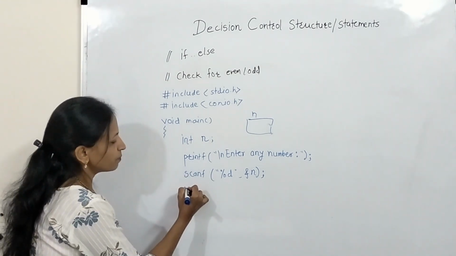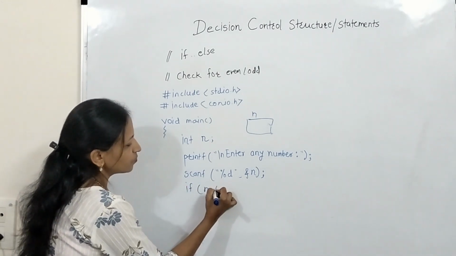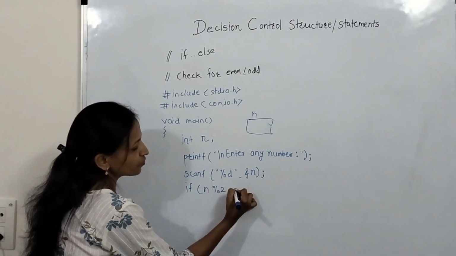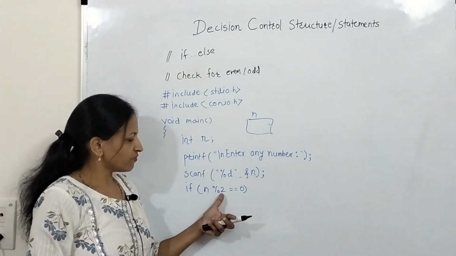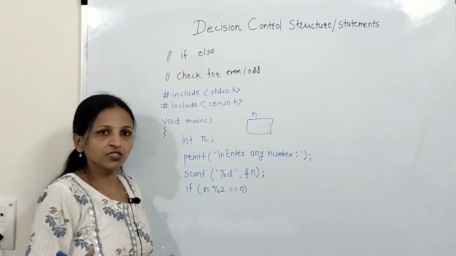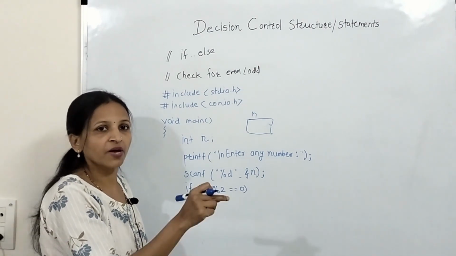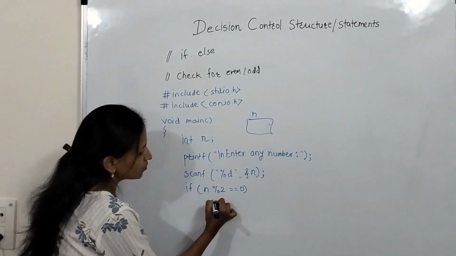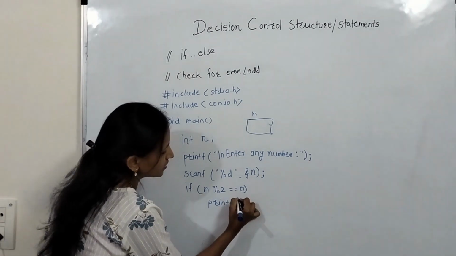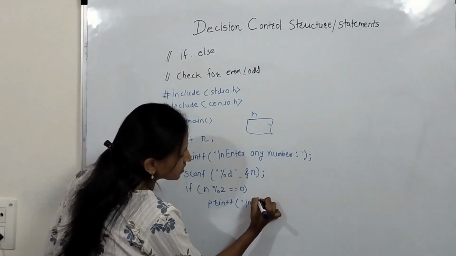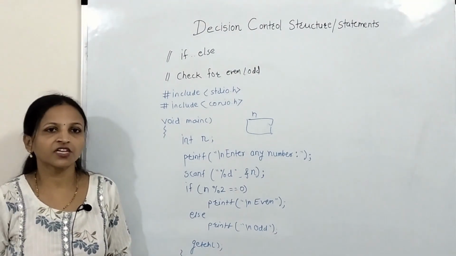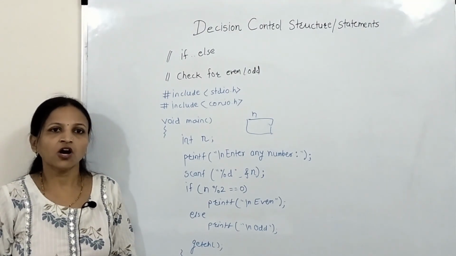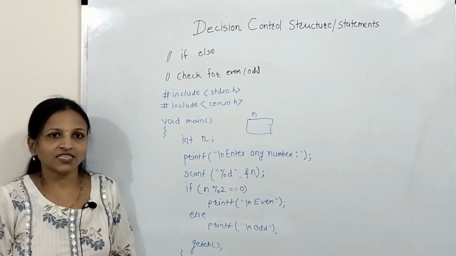In this way, simple: if n modulus 2 is equal to 0, what does it mean? If dividing that number by 2, the remainder is 0, it means that the number is divisible by 2. Then we have to display printf it is even number, or we can just display even. This is the program for checking whether a given number is even or odd using if else.